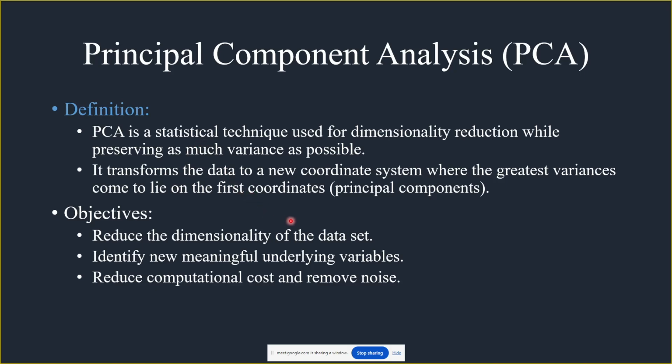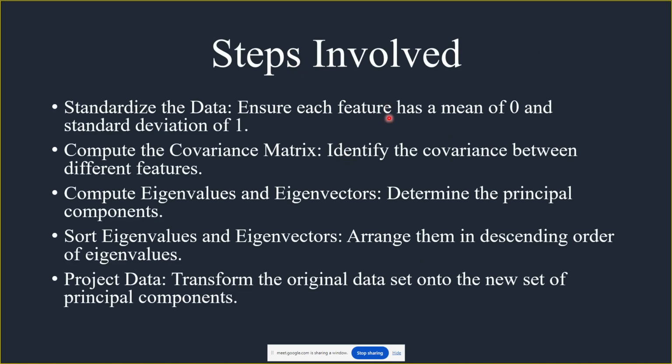It reduces the dimensionality of the dataset, it identifies new meaningful underlying variables, it reduces the computational cost, and it also removes noise. What steps are involved here? It standardizes the data, ensuring each feature has a mean of 0 and a standard deviation of 1. It also computes the covariance matrix, identifying the covariance between different features.